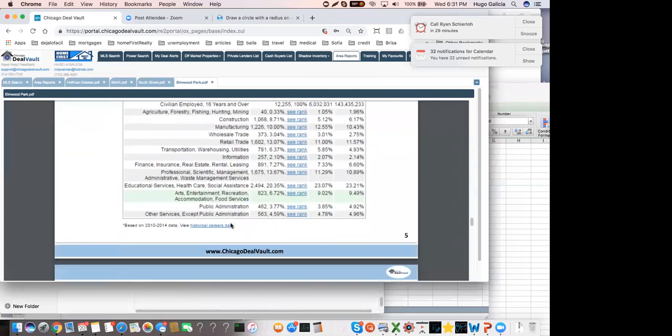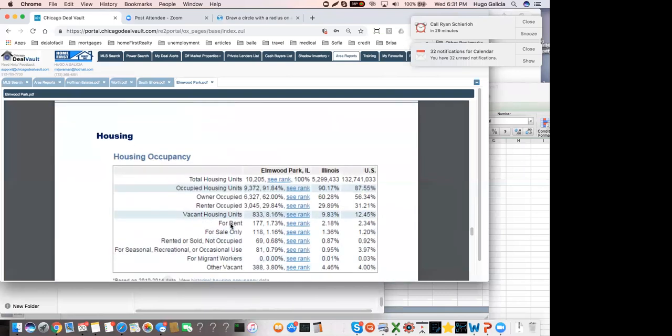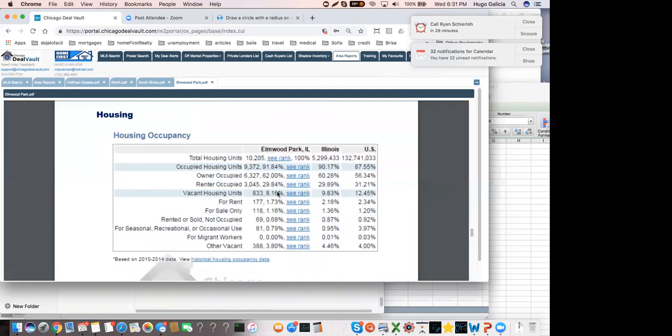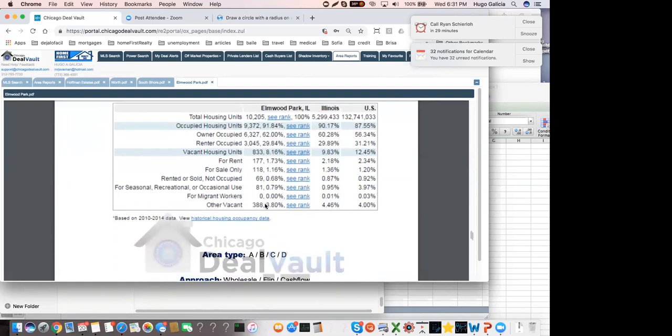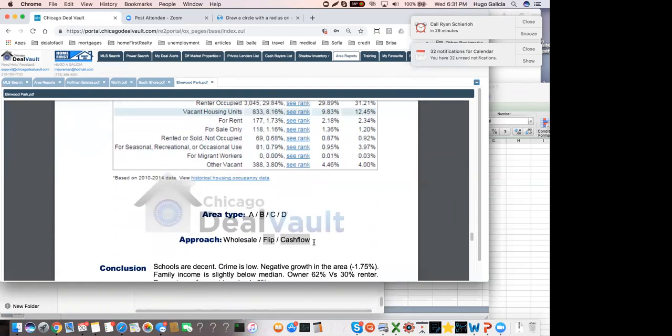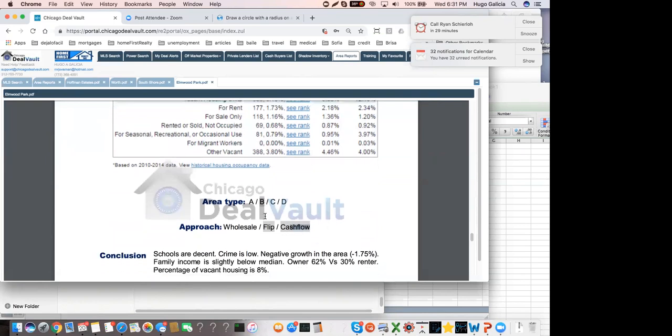But now let's take a look at the housing occupancy. What is the vacancy rate here? It's 8%. So it's in the borderline, and then owner occupancy 62% versus renters 29%. So it's a rental market. That is why we recommend the cash flow approach. This is a B area.